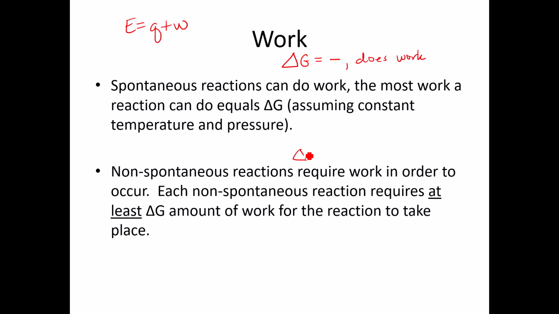If delta G is positive, no work is done by the reaction. Alright? Delta G is also a measure of how much work can be done by the reaction. The more negative the delta G, the more work can be done. Positive delta G values mean the reaction can do no work, but the value indicates how much work must be done to the system in order to get the reaction to actually work.